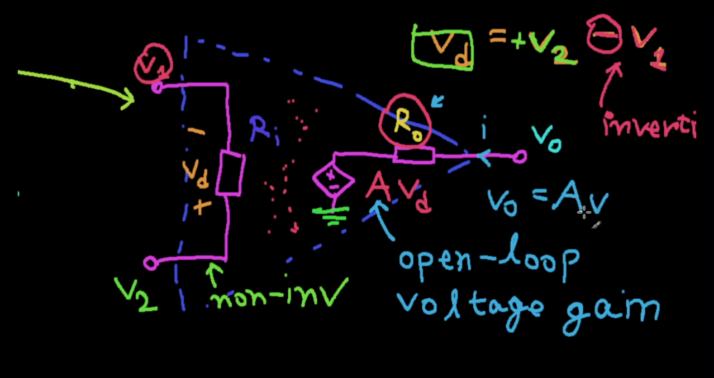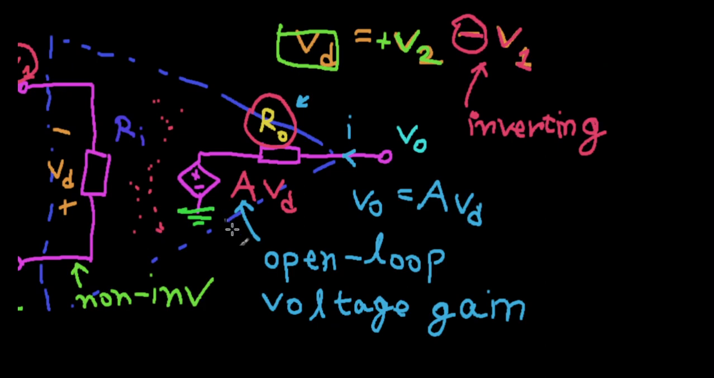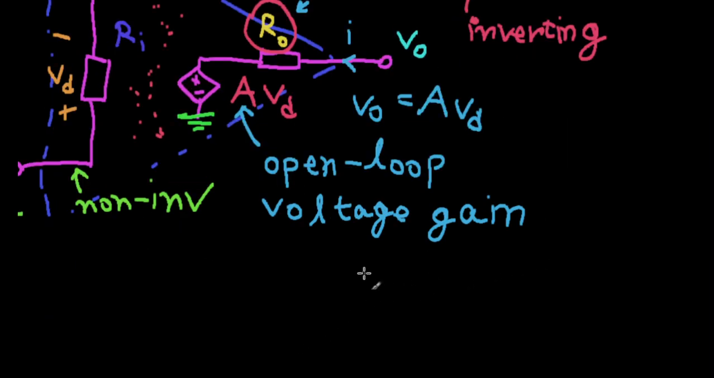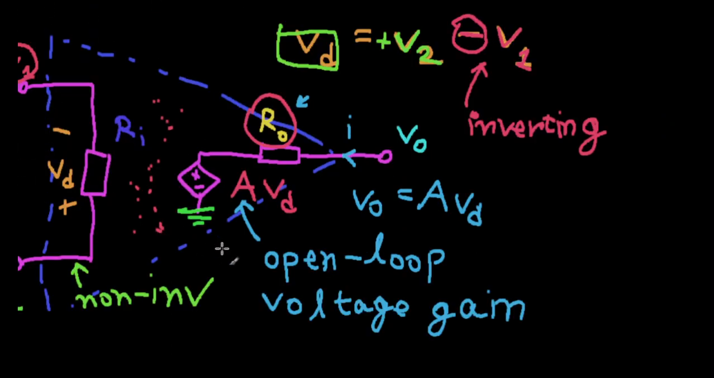So your output voltage is going to be equal to A times VD, your voltage dependent voltage source's value. So that should at least convince you somewhat as to why this is the open loop voltage gain, because as you can see, the loop is open. There's no complete circuit here, and we'll discuss more about that when we learn about feedback and all.